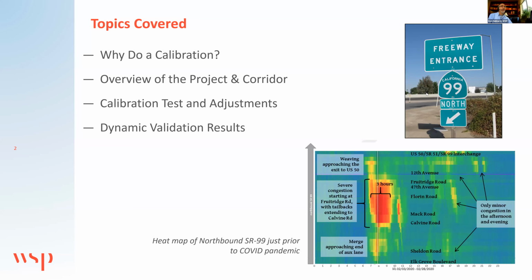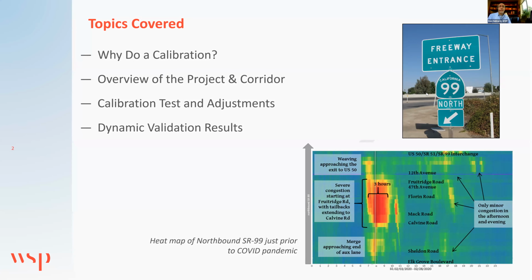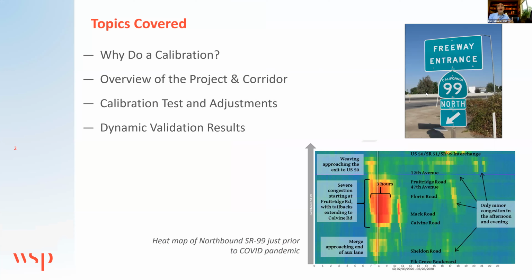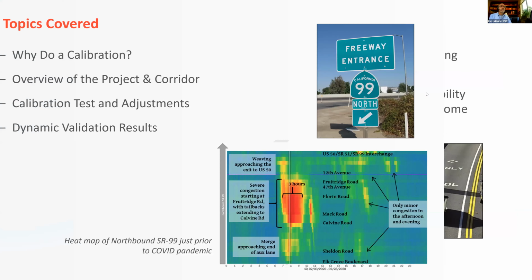So the topics that I'll cover are, first, why do a calibration? Why not just use the model as it is? Then I'll do an overview of this particular project and the corridor that we were studying. Then I'll talk about the calibration tests that we did and the adjustments that we made to the model. And then I'll close by talking about the dynamic validation results. And as you can see from the heat map that's shown in the lower right-hand corner, this particular corridor had some interesting traffic operational problems, which is what prompted the study in the first place. Next slide, please.